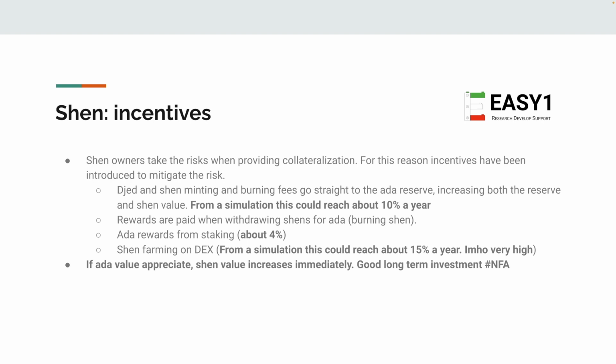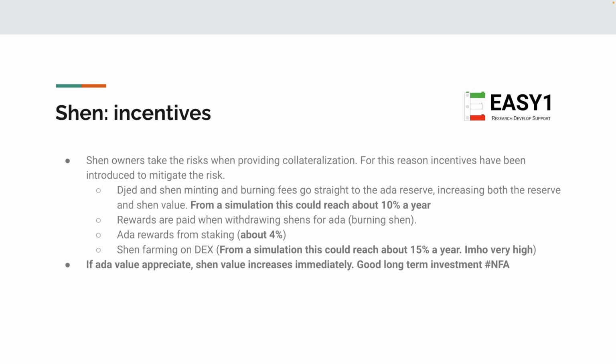I just want to glance over them, just give some figures so that we can finish framing the thing. Shen owners obviously take the risk of providing the collateralization. ADA price goes up, everybody's happy. ADA price goes down, whoever bought Shen will see their token depreciate. So for this reason, we have the incentives. Incentives at the moment are mostly three.